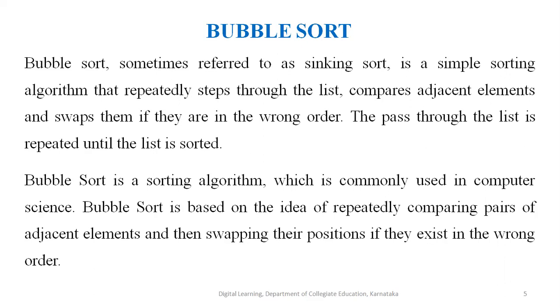So each time the algorithm goes through the list, it is called a pass. Now the pass through the list is repeated until the list is sorted. So thus a bubble sort is a sorting algorithm that compares two adjacent elements and swaps them if they are not in the correct order.